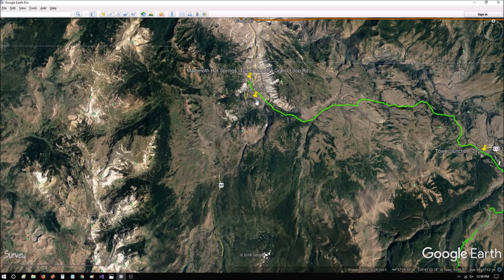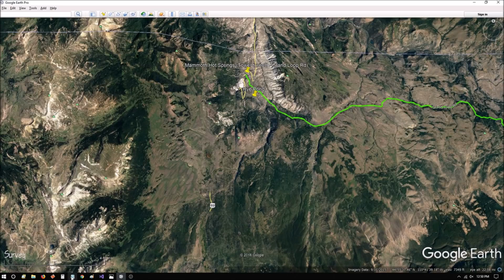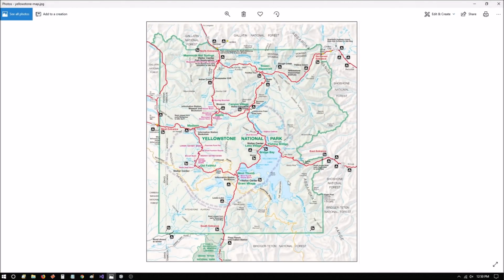So first off, here we are. Let me show you the original map, just to keep everything fresh in your mind. This is the map of Yellowstone. Here's Mammoth Springs, or Mammoth Hot Springs. And this is the Grand Loop Road. It goes all the way around here. This road that cuts across is Norris Canyon Road. And again, these are the exits. Here's the north exit, the west exit, south exit, east exit, and northeast exit from the park.